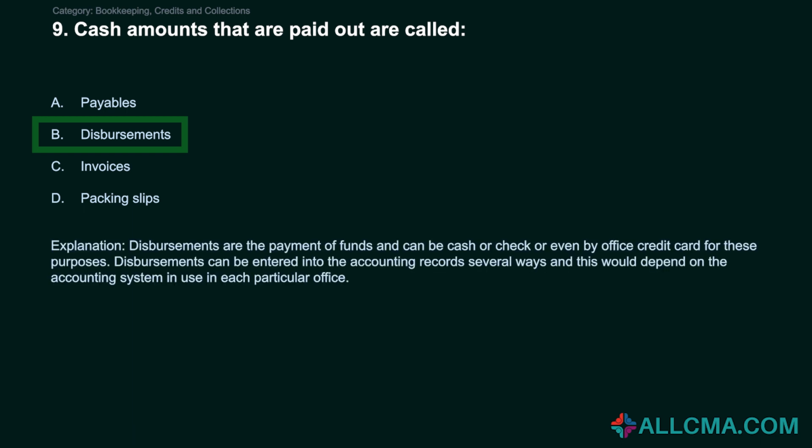Disbursements. Disbursements are the payment of funds and can be cash or check or even by office credit card for these purposes. Disbursements can be entered into the accounting record several ways, and this would depend on the accounting system in use in each particular office.